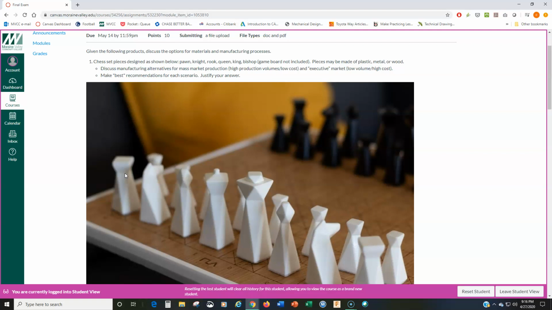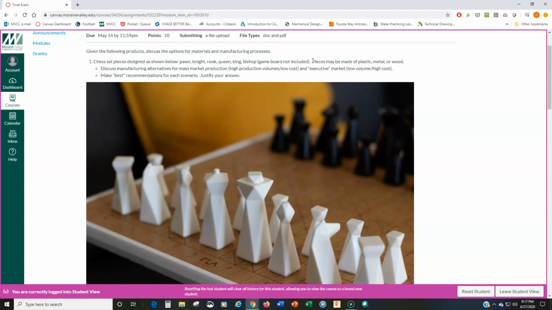So here's what I'd like you to look at. First of all, given these set of chess pieces, 1, 2, 3, 4, 5, 6, 7, 8, times 2 is 16, times 2 is 32. So each set is going to have 32 pieces on it of these different shapes: pawn, knight, rook, queen, king, bishop. We're not including the game board in this, okay? So just the pieces right now. The pieces can be made of plastic, metal, or wood.